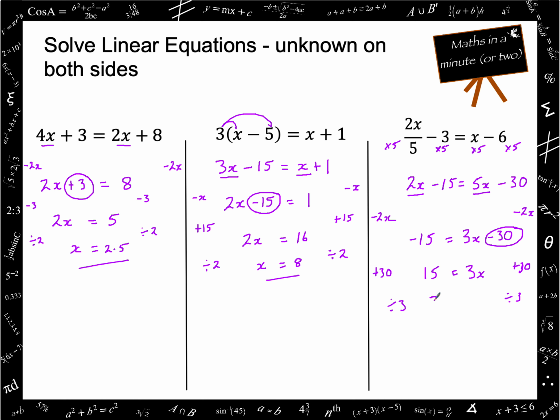That means I get 5 and 3x. That's meant to be a 5. Sorry, it's a bit messy. Let's just tidy that up. Now if you like, you can turn that around. x equals 5.